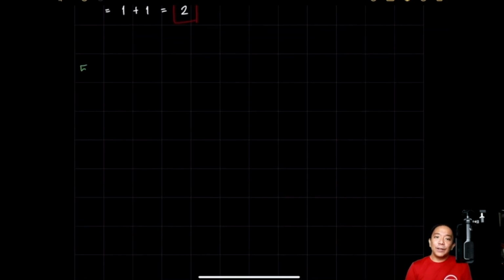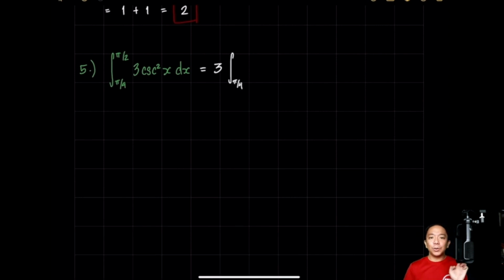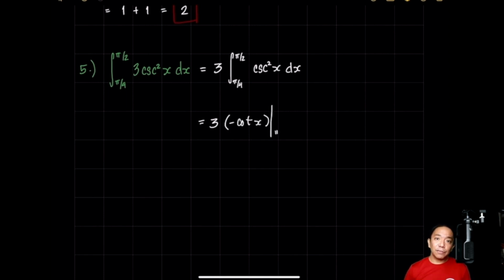And one more example, we want to find the definite integral from pi over 4 papuntang pi over 2 ni 3 cosecant squared x. So we know that we could take out yung 3 sa definite integral. So we'll just take a look at the definite integral from pi over 4 to pi over 2 ni cosecant squared x. And we know that an antiderivative of cosecant squared x is negative cotangent x. So we'll just evaluate our antiderivative, 3 times negative cotangent x, from pi over 4 to pi over 2. So this will be equal to negative 3. Nilabas ko yung negative sa cotangent para cotangent of pi over 2 minus cotangent of pi over 4.